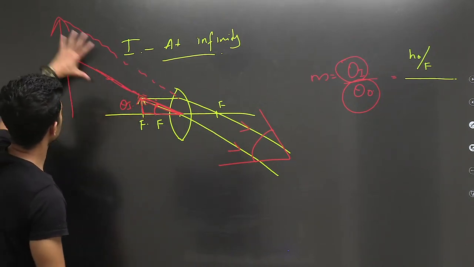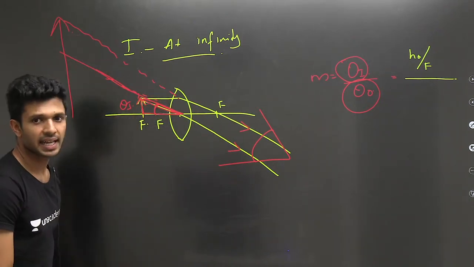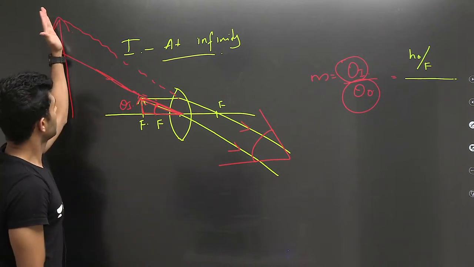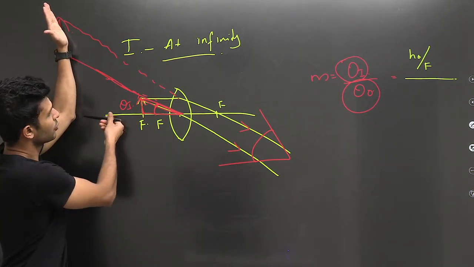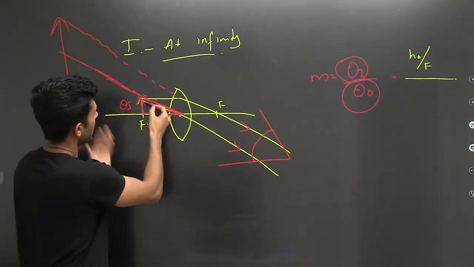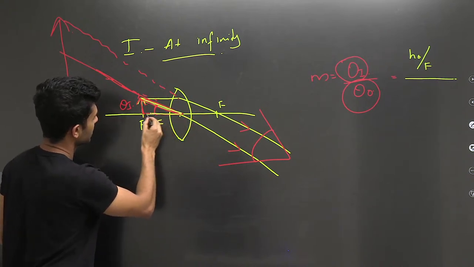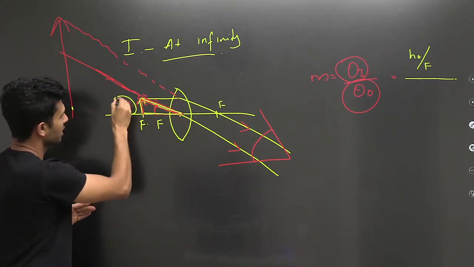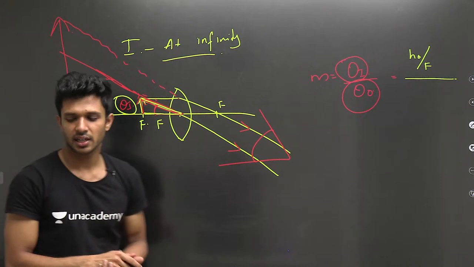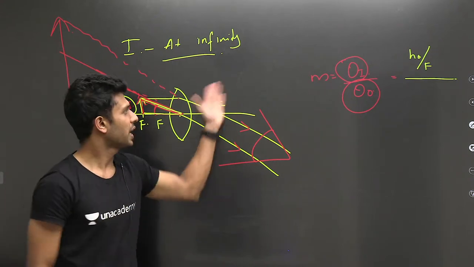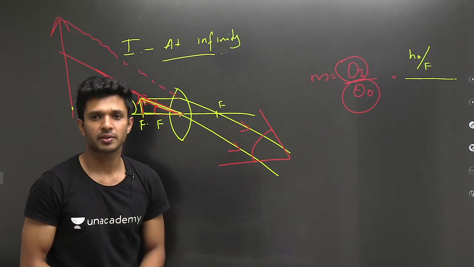Actually this theta is the angle subtended by the image with the lens, but instead of taking this very large triangle for finding out that theta, don't you have a similar triangle here? Look, from here also you can find out that theta I value. Yes, you can, right? Absolutely. So I have written theta I value as h naught by f.